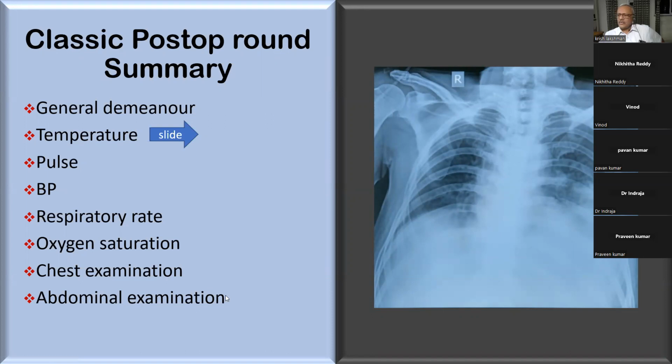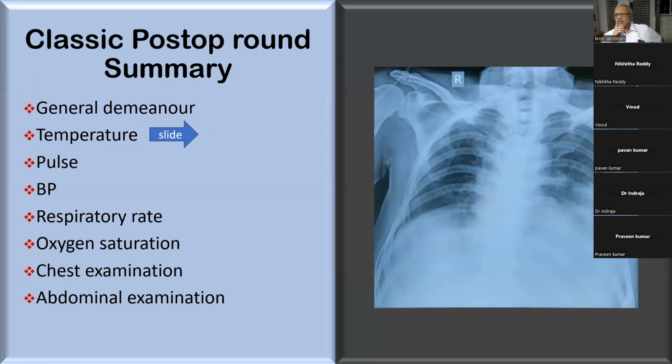In the abdominal examination, what are you looking at? Indraja, go on. Sir, abdominal examination, whether any distension is there or not. First, if any dressing is there, any soakage of the dressing. If any drain is present, how much is it draining? Whether bowel sounds are there or not, sir.